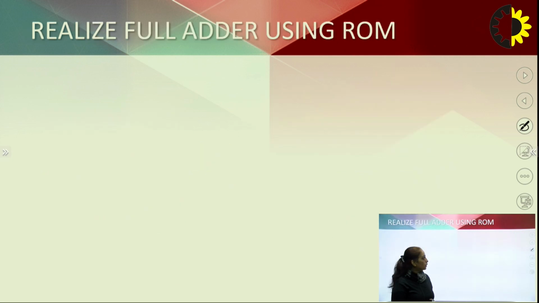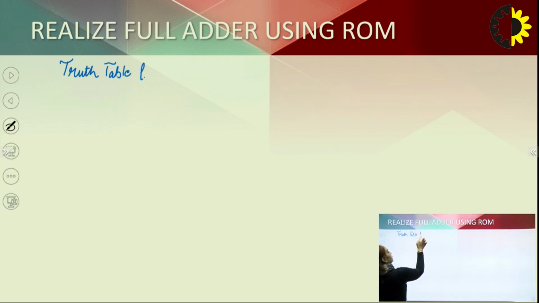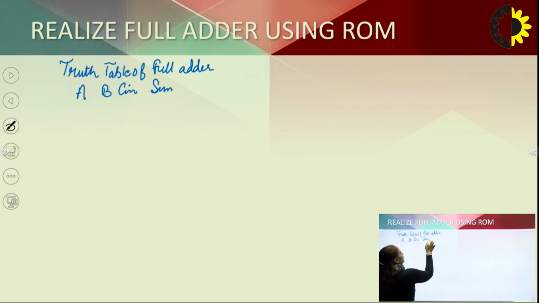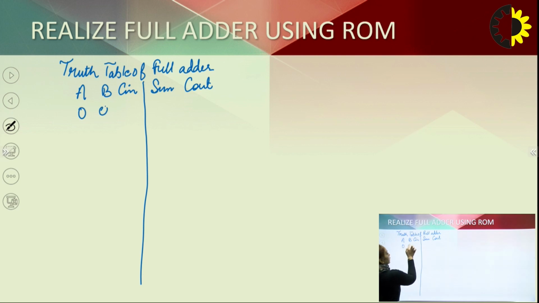or any decoder. So let us realize the full adder with the help of ROM. First we are going to write the truth table of the full adder. In case of full adder, we know that we have three inputs A, B and C in, and the outputs are sum and carry out.